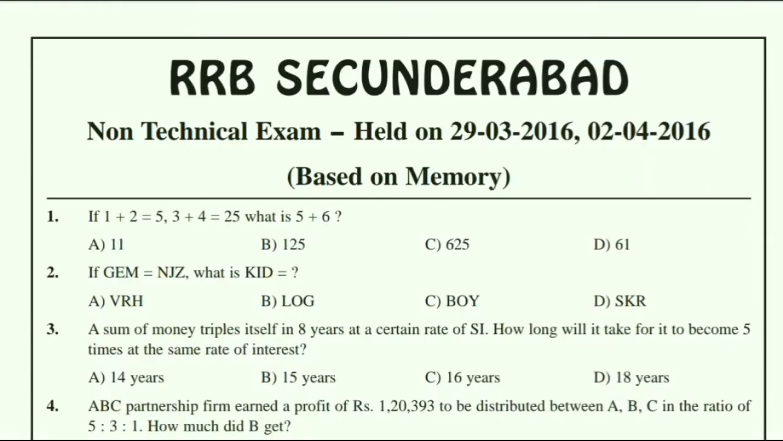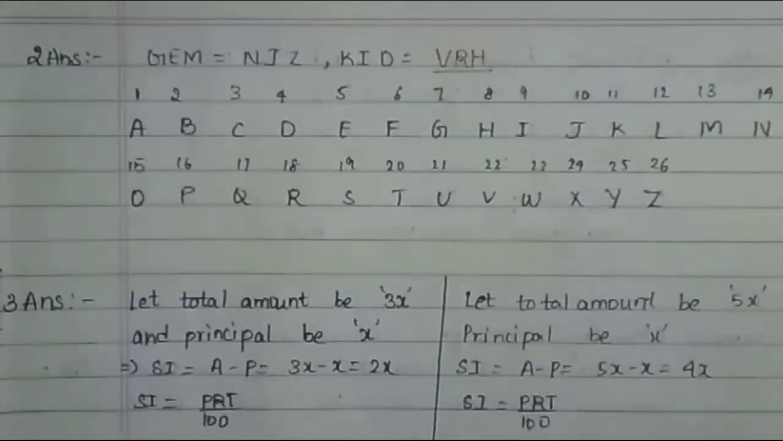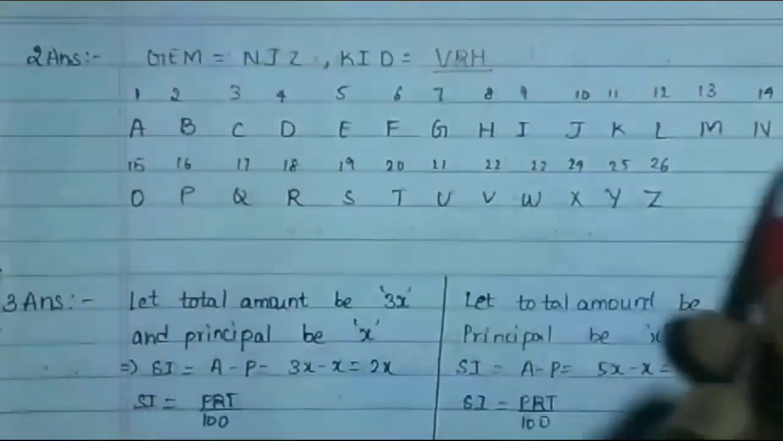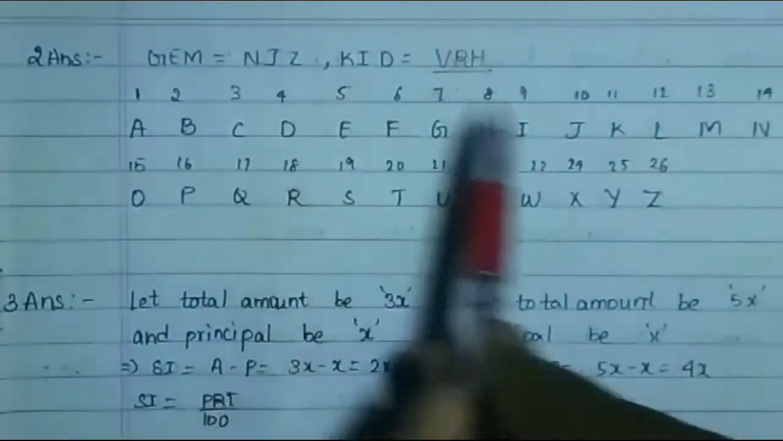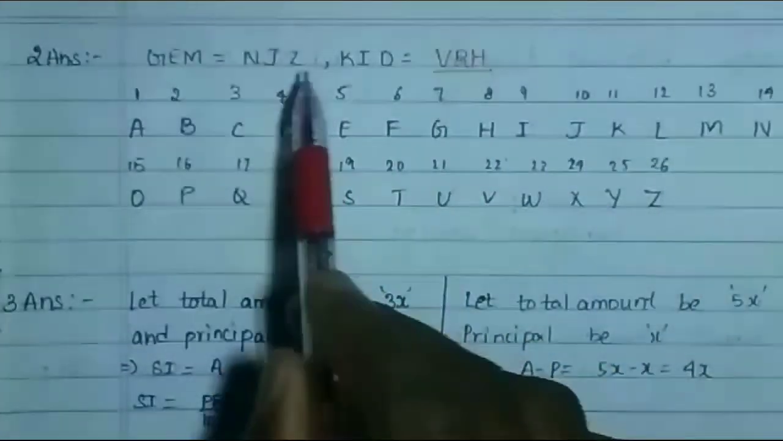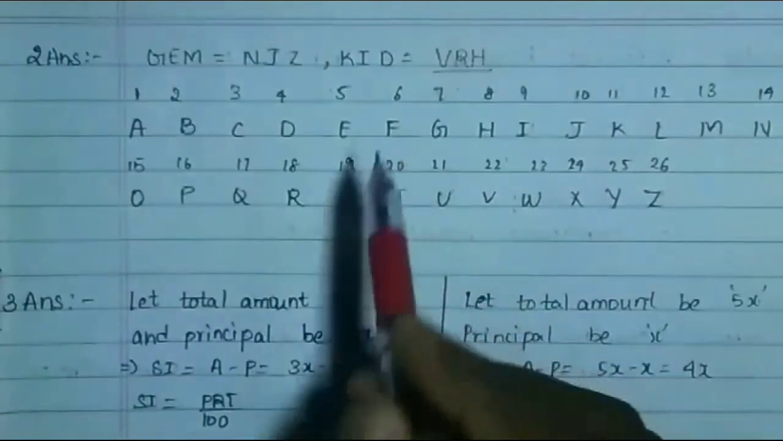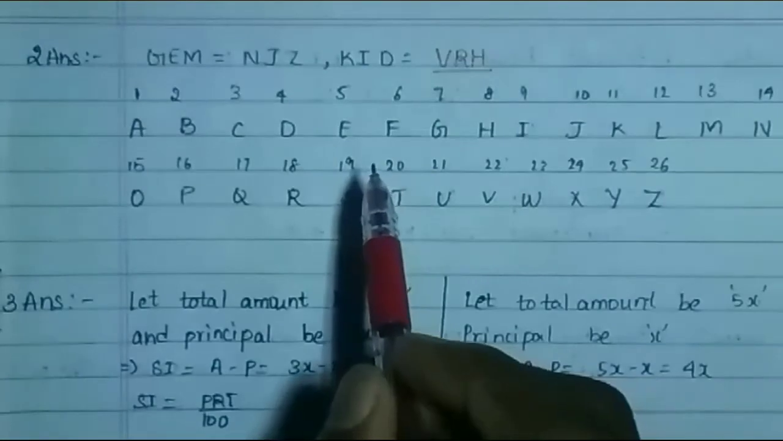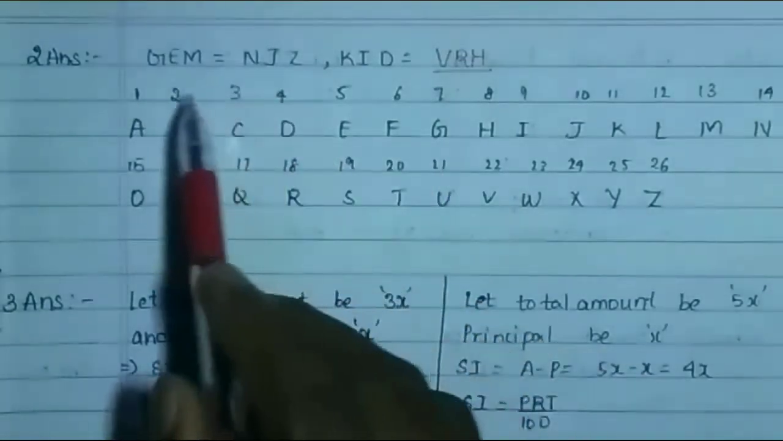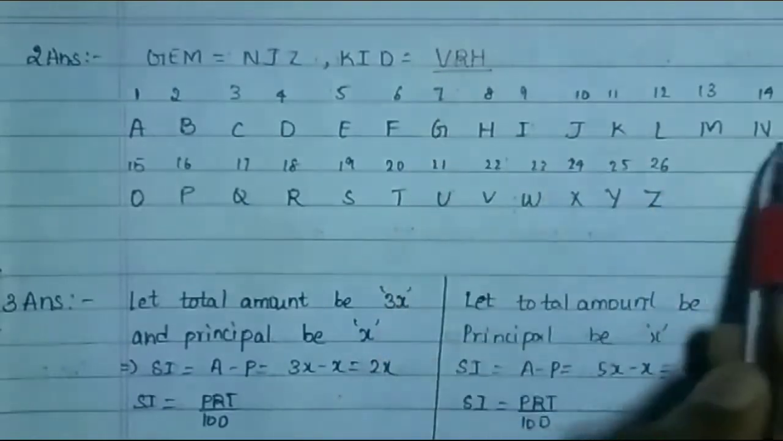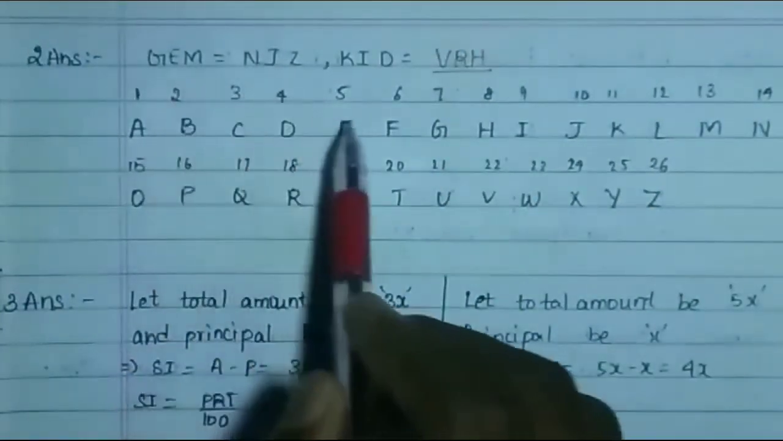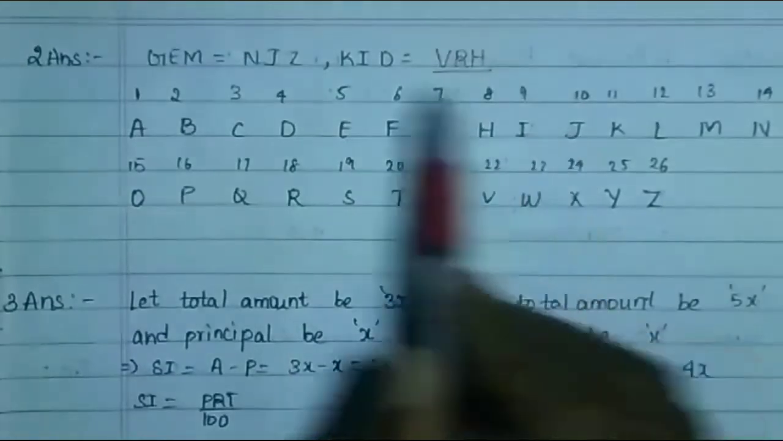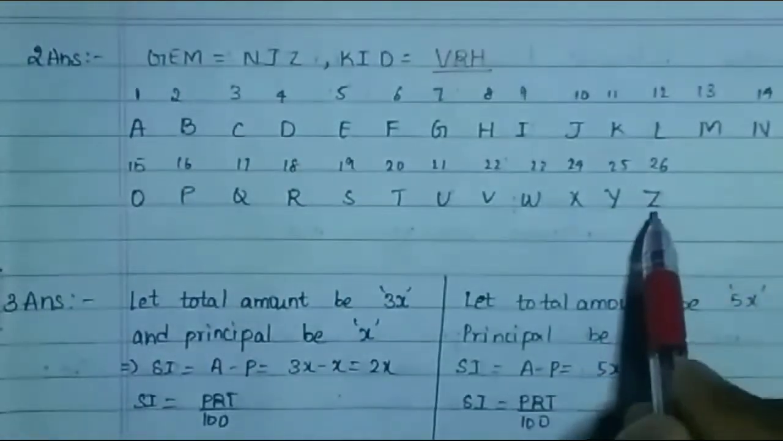If GEM is equal to NJK, what is KID? Here first make a note of the positional value of each letter. That is G is 7, N is 14, E is 5, J is 10, M is 13, Z is 26. From this what we can say is, to find the other unknown letter, we have to multiply the known letter's positional value by 2. That is, if we multiply 7 with 2, we will get 14, that is N, and 5 2's are 10, J, M 13, 13 2's are 26, Z.